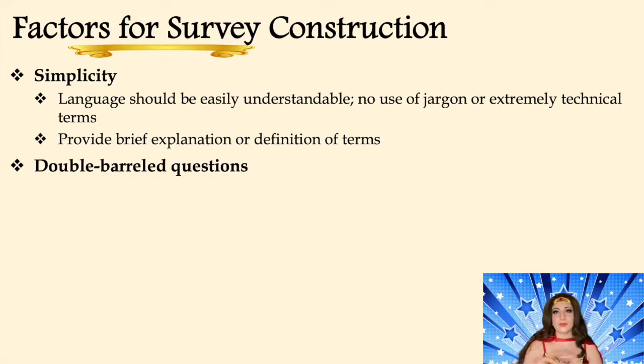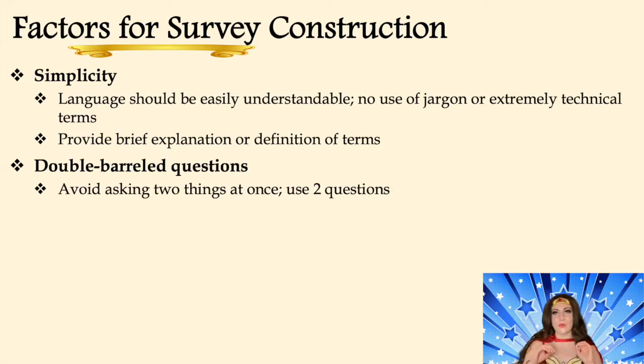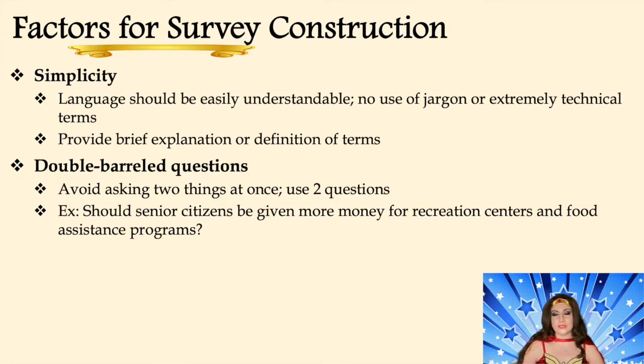You also want to avoid double-barreled questions. A double-barreled question means you're asking two things at once. For example, should senior citizens be given more money for recreation centers and food assistance programs? What's the problem with this question? Well, for one, you're asking whether senior citizens should be given more money for recreation centers, but in the same question, you're asking if they should be given more money for food assistance programs.